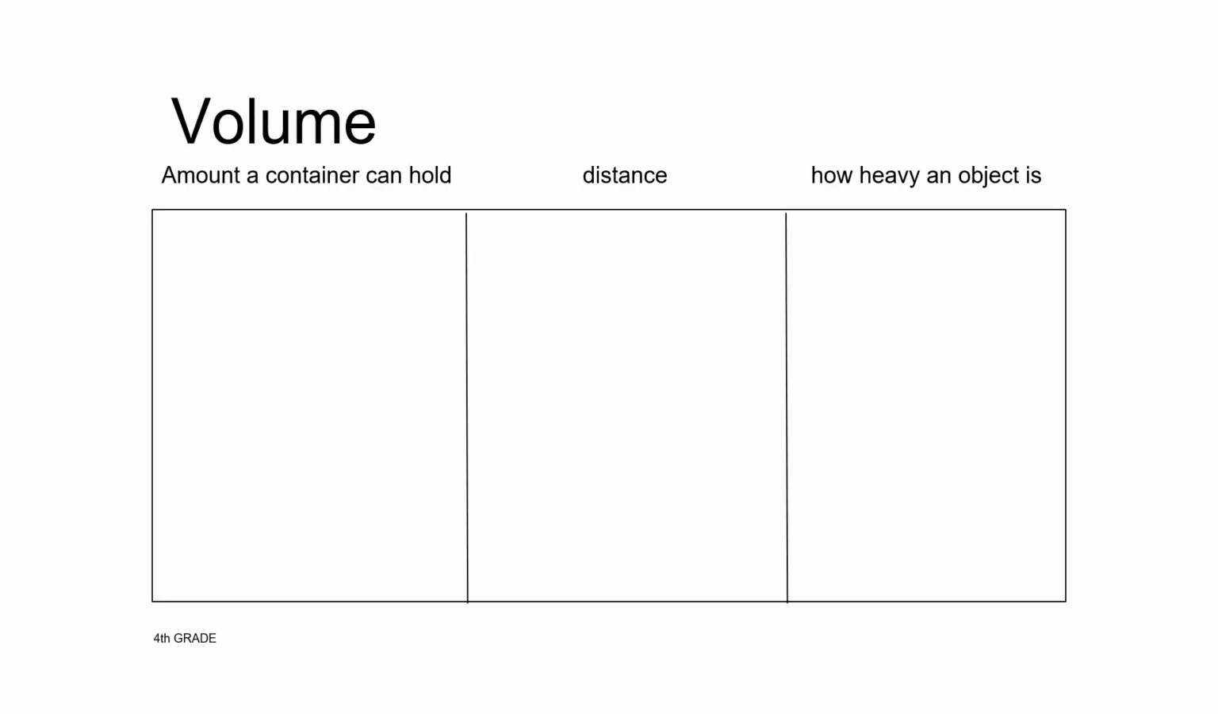Volume is the amount a container can hold. Length is the measure of a distance. Mass, or weight, is how heavy an object is. We often measure volume with a measuring cup.